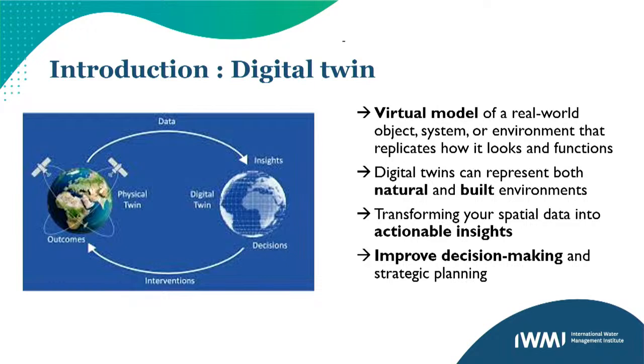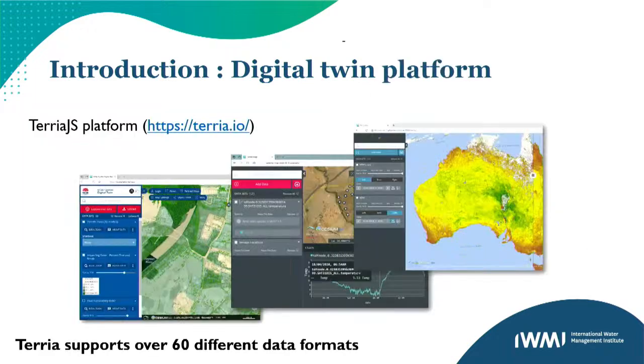For those who do not know, a digital twin is like a digital replica of a system or an environment. And you can have digital twins for a farm, for a wetland, for a river basin. And then once you have that digital replica of your environment, you can actually test scenarios. And that really can improve decision making and strategic planning. Next. For our project, we use the TRJS platform for developing our digital twin. Next.